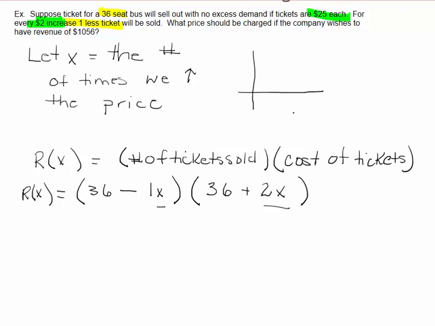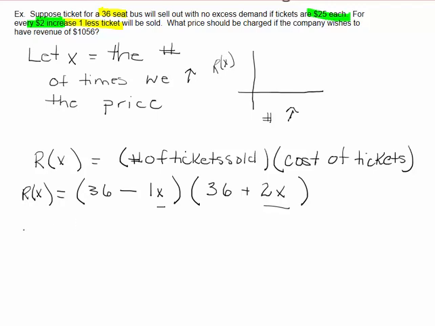So here on our x-axis is the number of increases of the ticket, and here we're going to have revenue. Now we're already in factored form, so if we just needed the zeros to the question, we're already there. We don't need to do any extra work. So what price should be charged if the company wishes to have a revenue of 1,056?